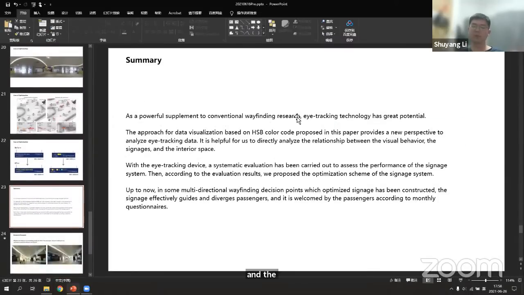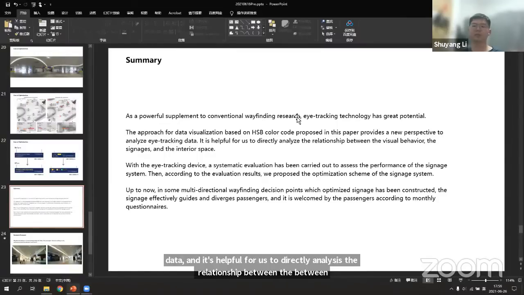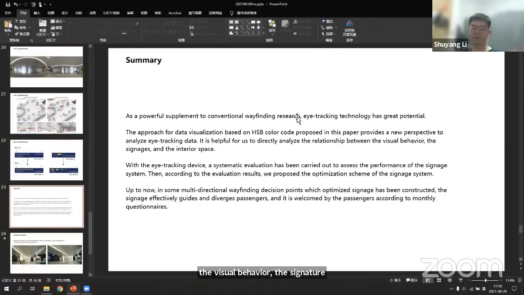The approach for data visualization based on the color code proposed in this paper provides a new perspective to analyze eye tracking data. And it is helpful for us to directly analyze the relationship between the visual behavior, the signature, and the interior space.